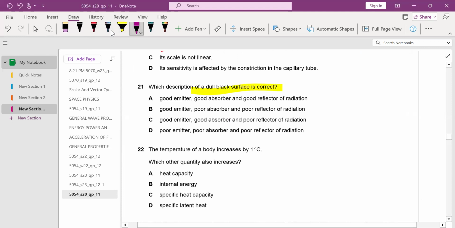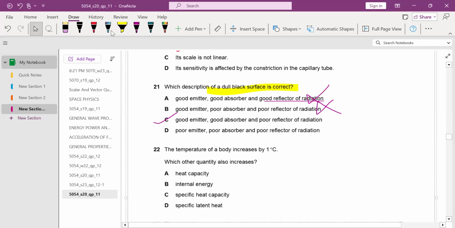So, a good emitter, good absorber, good reflector of radiation? No. Good emitter, poor absorber, poor reflector of radiation? No. Good emitter, good absorber, poor reflector of radiation? Yes. So option C is correct for question number 21.